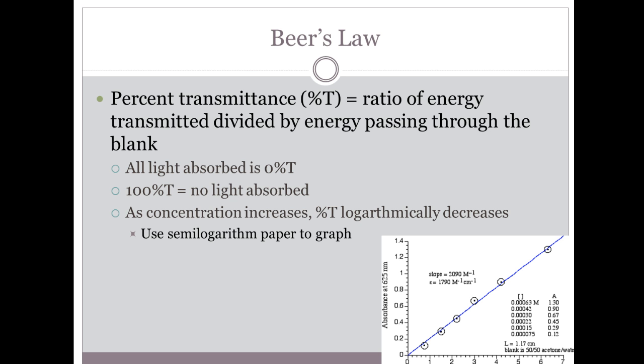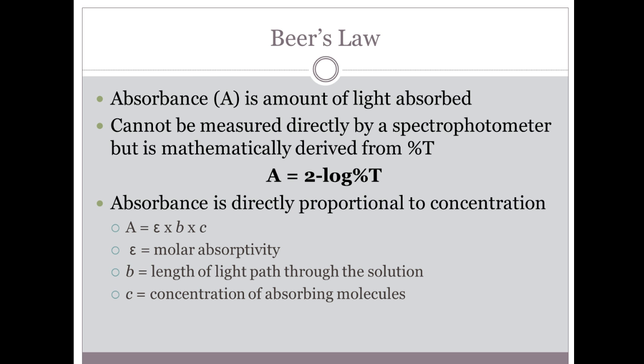Okay, so where does all that log stuff come into play? Well, the spectrophotometer and the calculation that we use, we don't use percent transmittance to come up with the patient how much of something is in that sample. We have to change it to absorbance. In order to take the amount of light transmitted and turn it into how much was absorbed by that solution, we have to use this equation. It's not measured directly by the spectrophotometer, but it's mathematically derived from the percent transmittance.